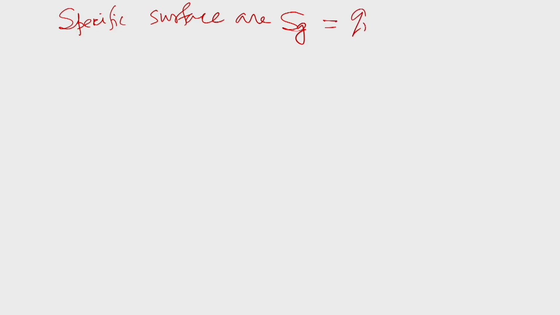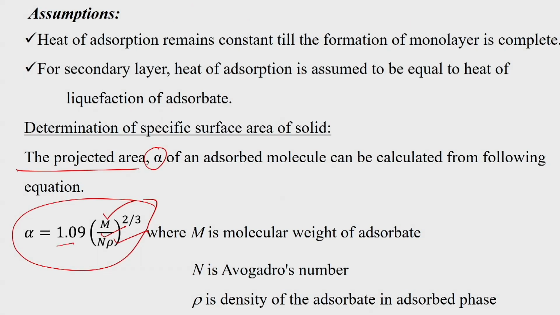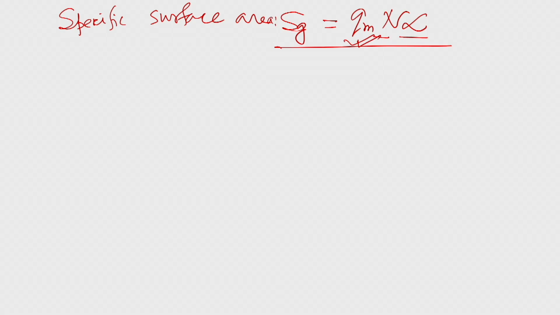We know that the specific surface area Sg is obtained by using the equation that we have already derived, where the specific surface area Sg is equal to Qm, that is how much amount is adsorbed for making the monolayer, into N, the Avogadro number, into alpha, the projected area.